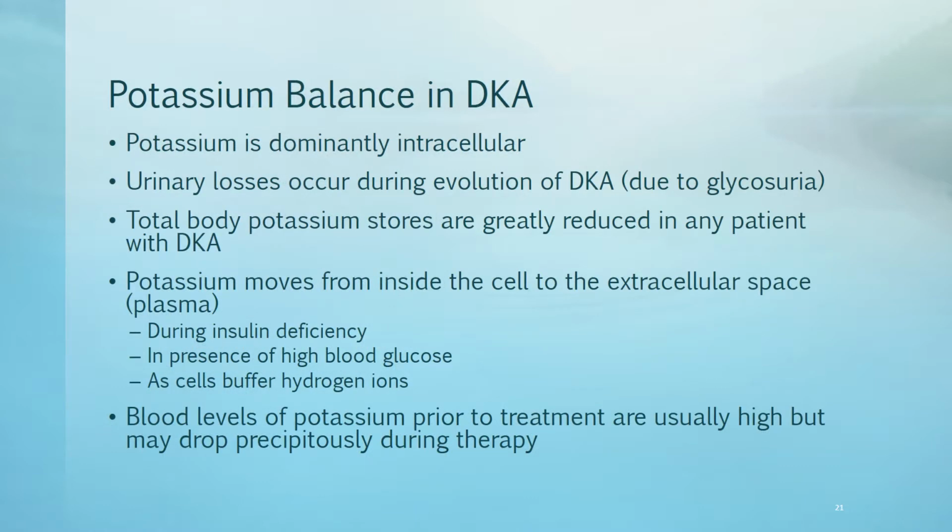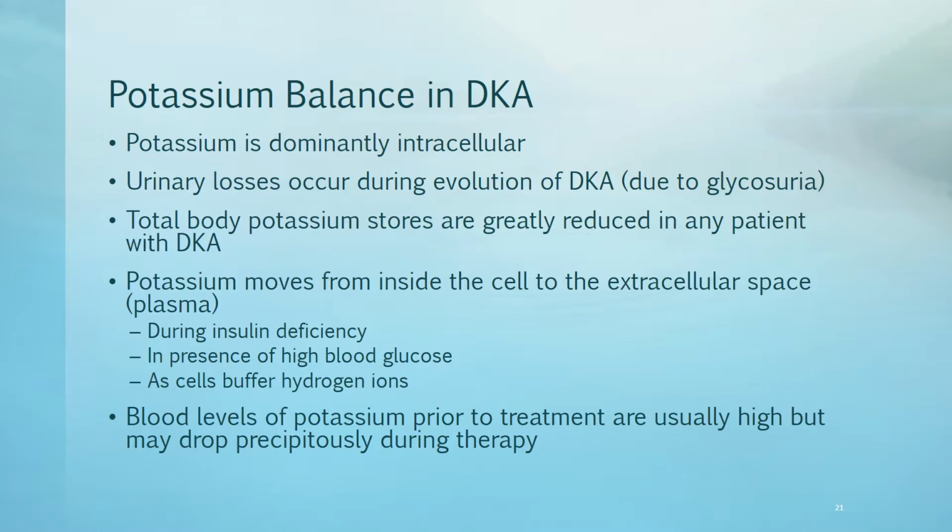Potassium is another electrolyte that we monitor very closely in our patients with DKA. Potassium, as we know, is an intracellular electrolyte, and with DKA it's high in the blood because we find it flowing in the extracellular environment, which we said is caused because the hydrogen ions kick it out of the cell. Urinary losses occur during the evolution of DKA, usually due to glycosuria. Total body potassium stores are greatly reduced in any patient with DKA. So potassium is reduced in the intracellular space, but it is high in the extracellular.